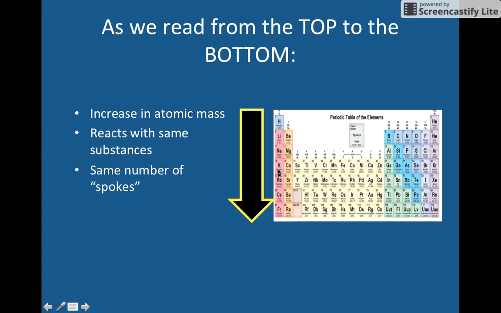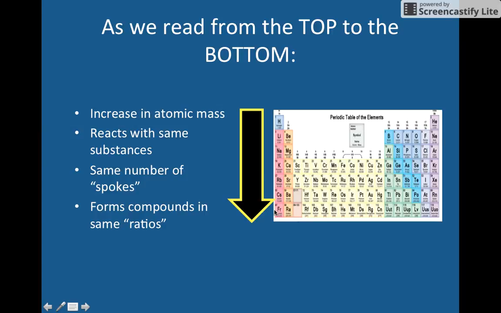Also, from top to bottom, guys, they're going to also have the same number of spokes. Obviously, you know all these guys in this group all have the same number of spokes. These all have 1, these guys all have 2, these guys all have 3, etc. And they all form compounds in the same ratio. What that means is that whenever lithium, sodium, potassium, rubidium, cesium, or francium combines with one of these halogens over in this column, it's always going to combine in the same ratio. It's always going to be 1 lithium matched with 1 fluorine, or 1 sodium matched with 1 fluorine, or 1 potassium matched with 1 fluorine.